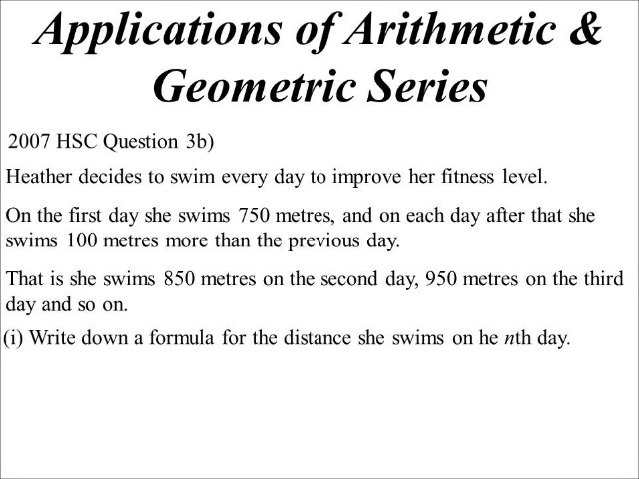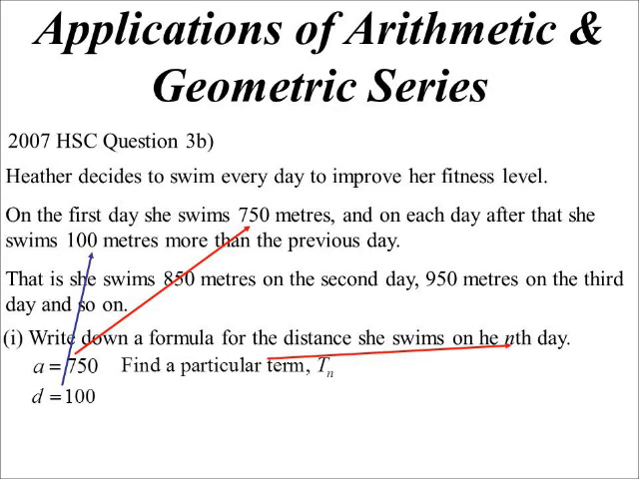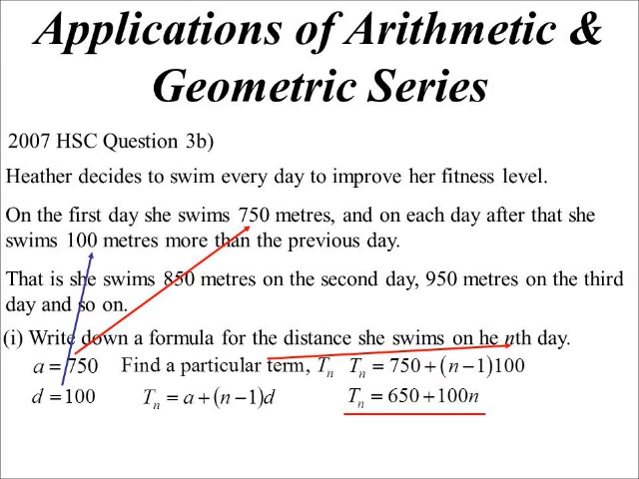So, all right, we're going to pull out all the information. So we read this question, we go, oh, look, the first day, so a would be 750. Every day after that, 100 more. So adding a common difference each day, d is 100. We want to find the general term, term n. Well, we know term n is a plus n minus 1 d, and we just simply sub into our formula, a little bit of calculation, and there it is. We have a formula for the general term, 650 plus 100n.